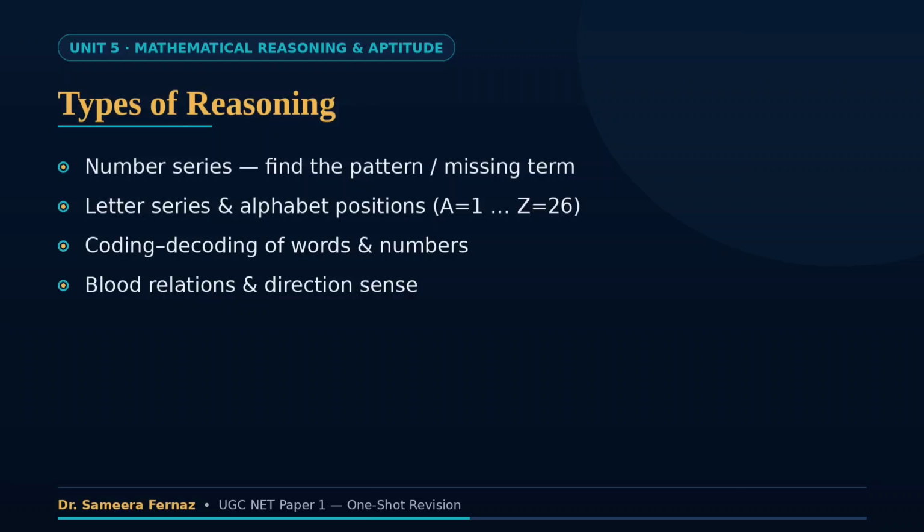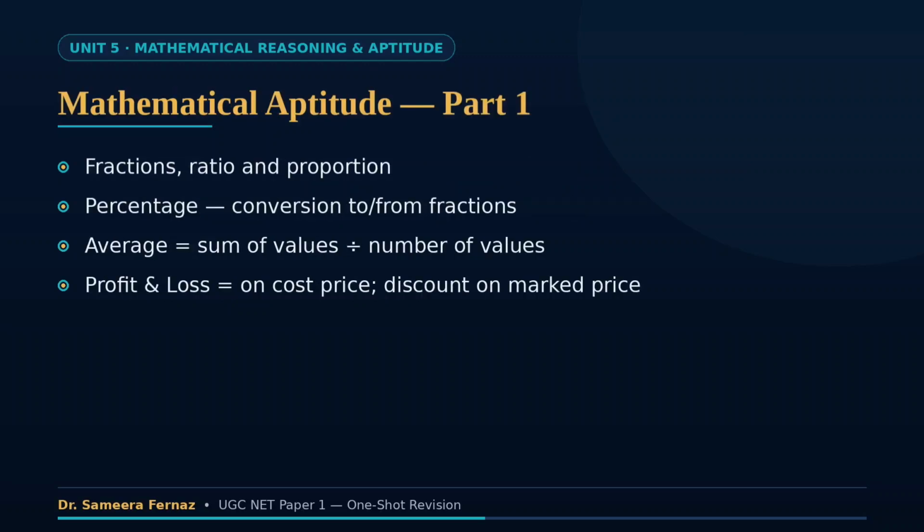So the first is types of reasoning. This unit has fun, puzzle-type questions. Number series, spot the pattern. Letter series, remember A is 1 up to Z is 26. Coding and decoding of words and numbers. And the classic blood relation and direction sense questions.